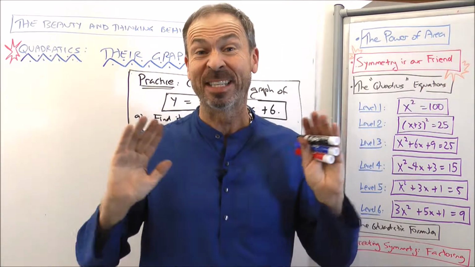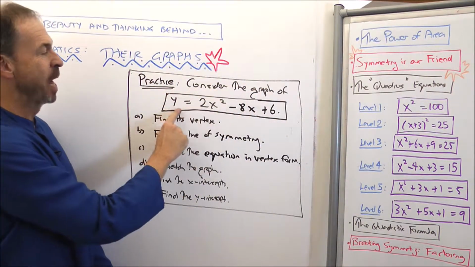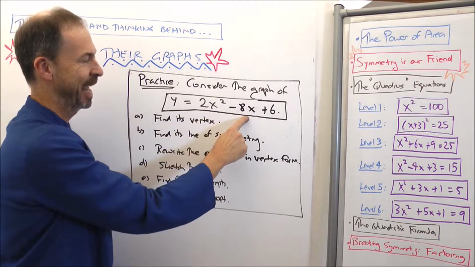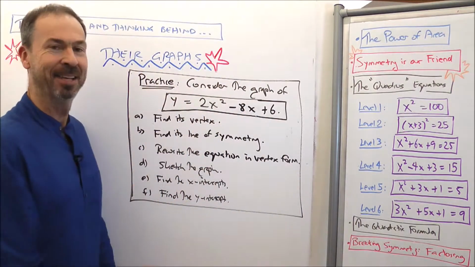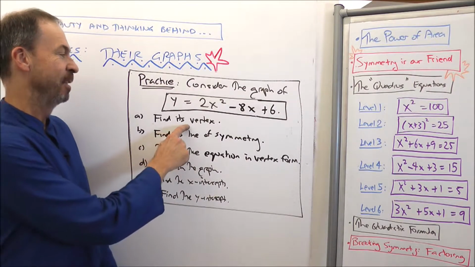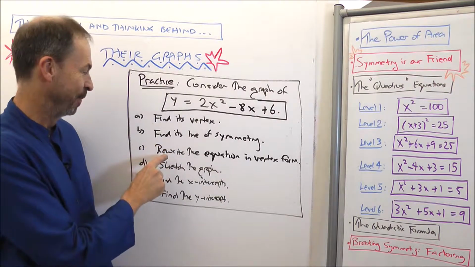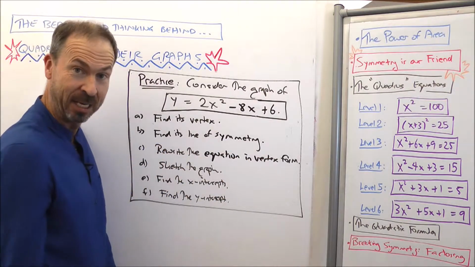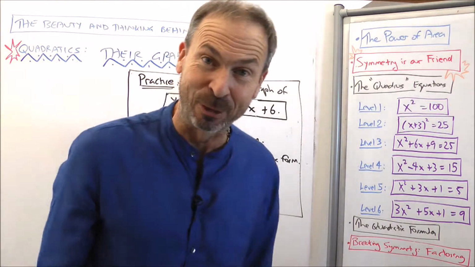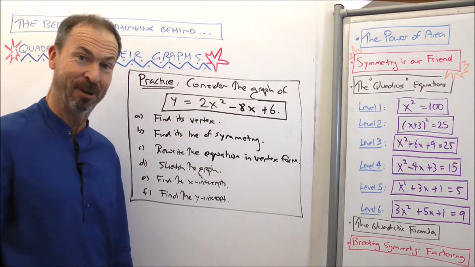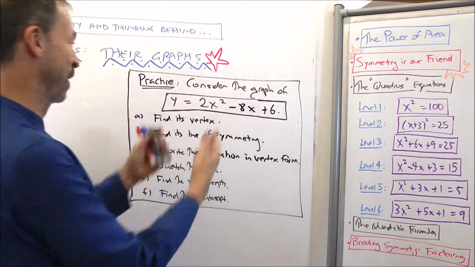Okay, let's now do a very standard textbook type problem. Let's consider the graph of y equals 2x squared minus 8x plus 6. And let's answer these 6 things about it. So let's find the vertex on the graph. Let's find the line of symmetry of this graph. Let's rewrite the equation in vertex form. Let's sketch the graph. Let's find the x-intercepts of the graph. And let's find the y-intercept of the graph. I'm exhausted already just reading the question.